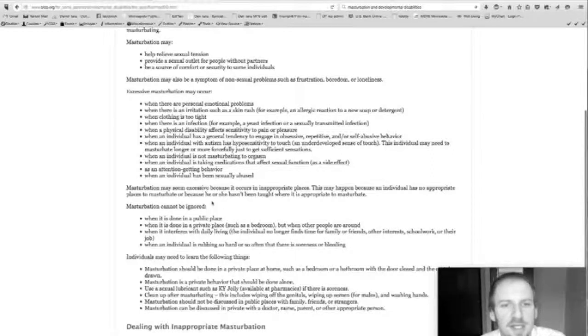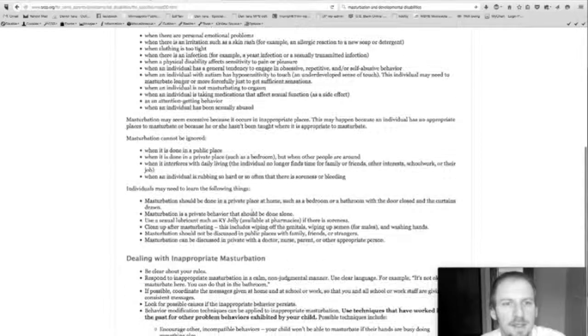Masturbation may seem excessive because it occurs in inappropriate places. This may happen because an individual has no appropriate place to masturbate, or because he or she hasn't been taught where it is appropriate to masturbate. It says masturbation cannot be ignored when it is done in a public place, when it is done in a private place such as a bedroom but when other people are around, and when it interferes with daily living. When an individual is rubbing so hard or so often that there is soreness or bleeding, individuals may need to learn the following things. Masturbation should be done in private.